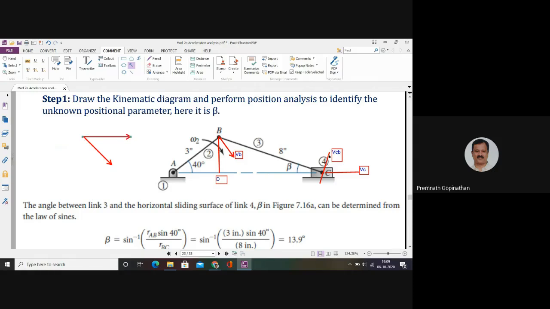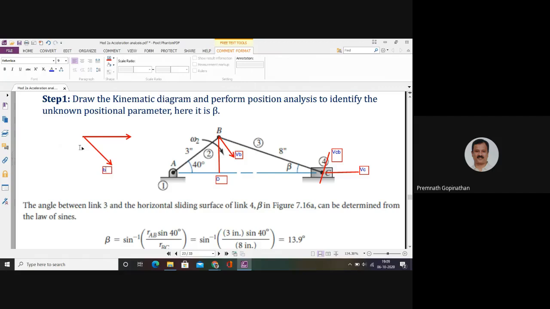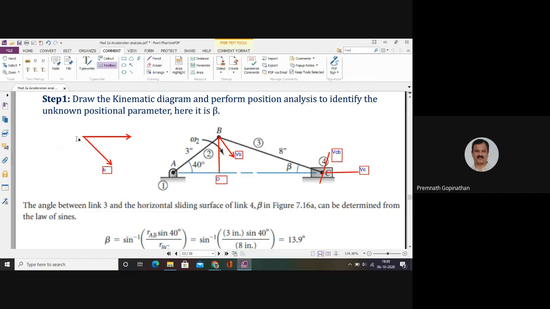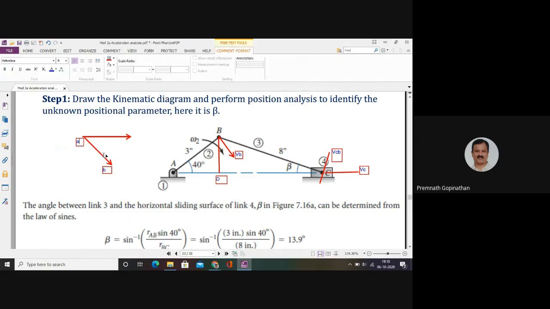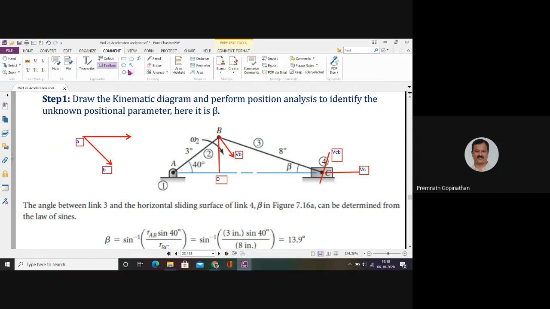And I have the other line of action of VCB, that is the velocity of C with respect to B, that I have to draw from point B. So I'll just name it first. So this is point B, or I can call it small b, because that is the velocity polygon. This is point A, that is a fixed point. Now from B, I have to draw the line of action of C with respect to B. So that has to be drawn like this.